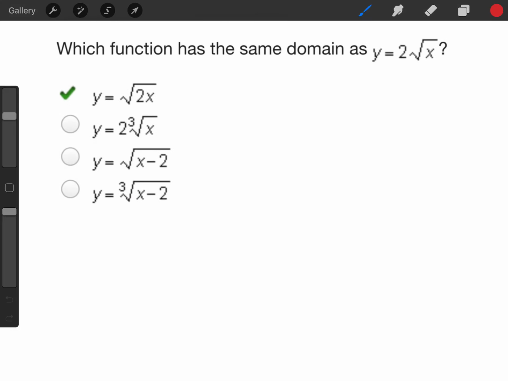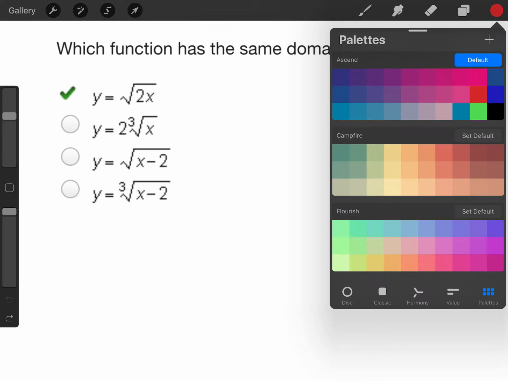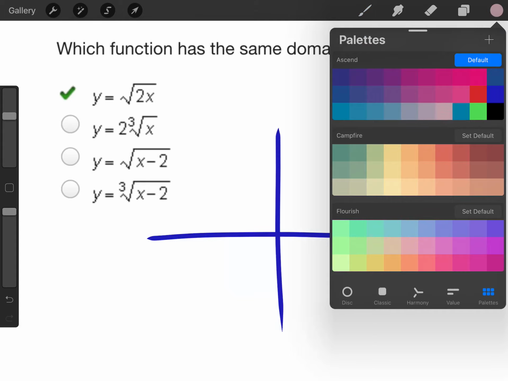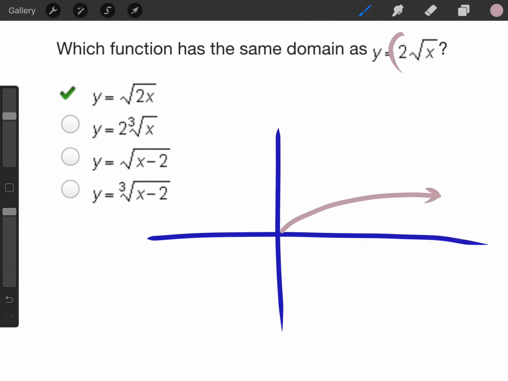All right, next one. What function has the same domain as that one? Let's grab this one. This is the square root, and basically it's the parent function, but with a 2, so it's going to be steeper. The way to graph this one is a steeper curve towards positive infinity.